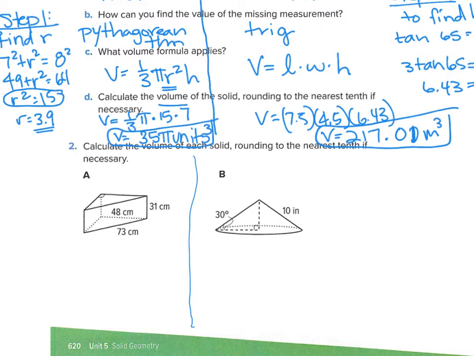In the first one, I can see that this is a triangular prism. It's got a top and bottom. And I can see that I have a 48 and a 73, but I don't know this side of my triangle, which is a really important side because this is where my right angle is located. So before I can do my measurements, I would need to find this measurement for my area of my triangular base. Looking at B, when I look at this cone, I don't have a height, nor do I have a radius. Oh, that's 2 missing parts. So I do know on both sides that my slant height is 10 inches.